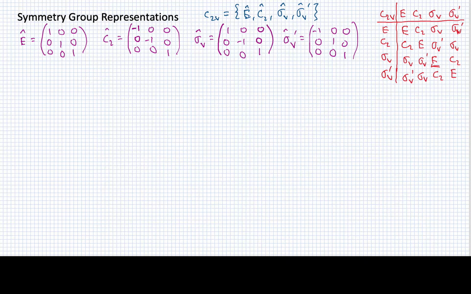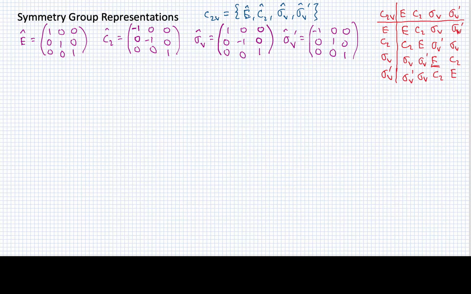We've shown that matrices can be used to represent symmetry operations, and what I'd like to do in this video is make a case for using these matrices as a way of representing the entire point group. Now, I've written up here, this is strictly for the point group C2V. I want to use that as an example.